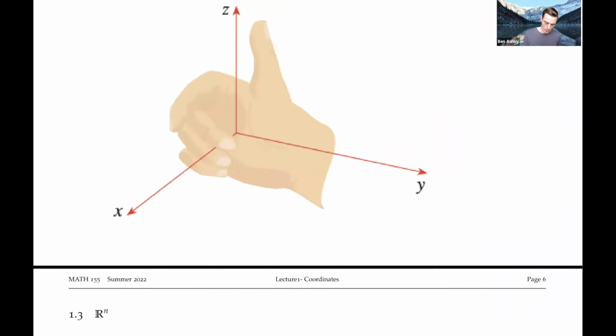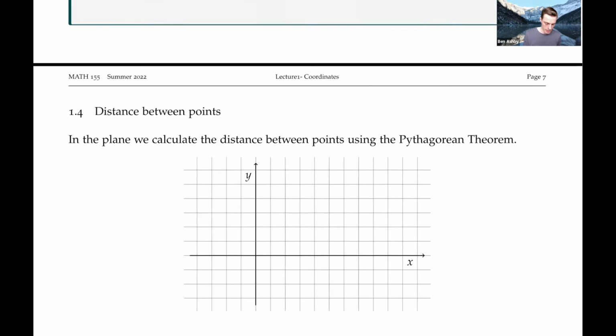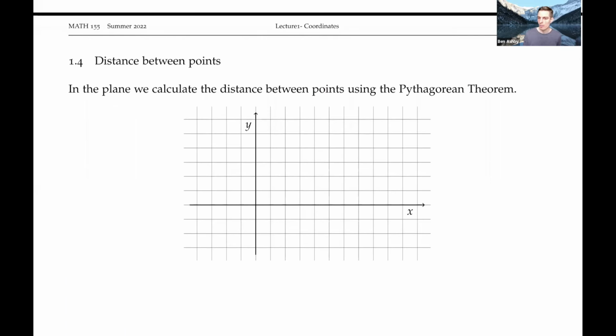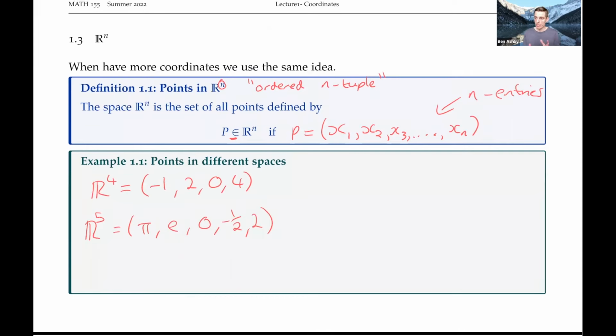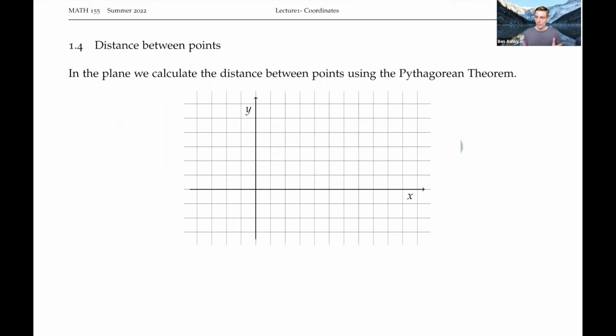So although we can't visualize that with our limited human brains, we should be thinking about things in more than just 3 dimensions. There's nothing mathematically particularly special about 3 dimensions. Okay, so suppose we want to work out the distance between points in some n-dimensional space, in this case, in a 2-dimensional space. How do we do that?